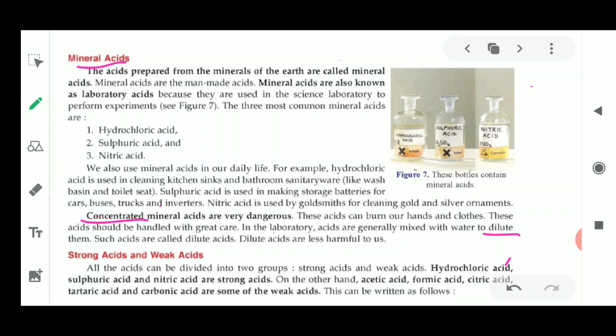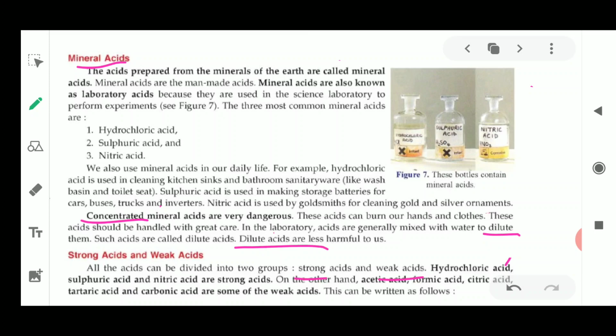Next are the mineral acids. These mineral acids become less harmful when they are used in the diluted form. Okay, so dilute acids are less harmful to us. They have very little strength in them. Now you can use them with care. And the strong acids and the weak acids, as it's written here also, all the acids can be divided into two groups, the strong acid and the weak acid.